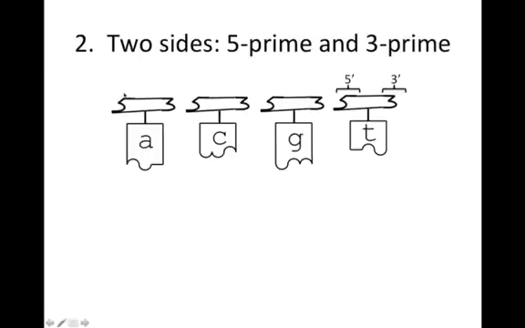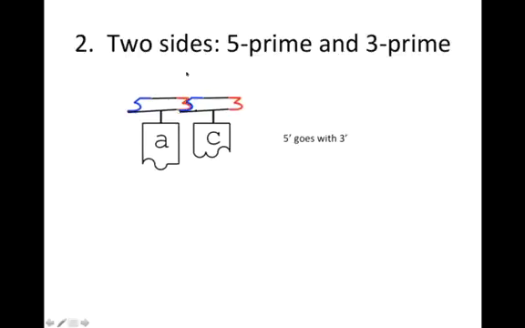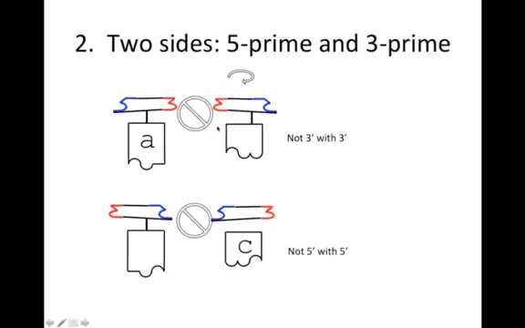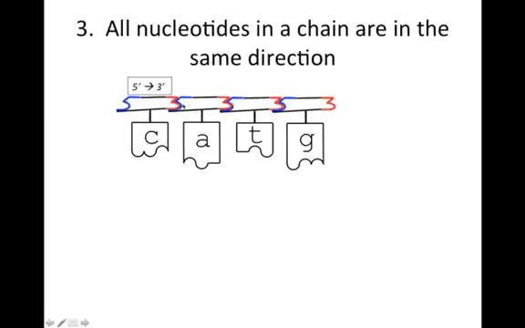Again, we have 2 sides. We have a 5' and a 3'. And we can see each nucleotide has 5' and 3'. And then these things fit together with the 5 going with the 3, the 5 going with the 3. The 3 does not go with the 3. And the 5 does not go with the 5. And so what this means is that when we put them together, we can see all of our nucleotides go in the same direction, 5 to 3, 5 to 3, 5 to 3, and 5 to 3.